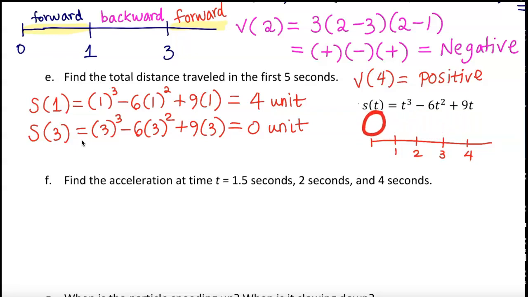Okay? All right. So what's the total distance covered so far? Well, 4 plus, because first it moved 4 to the right, didn't it? It went 4 to the right at first. And then it went back another 4. So I'm going to do 4 plus 4 so far. And then what? S of 5. Where is this little thingy at 5 seconds? Let me plug it in.